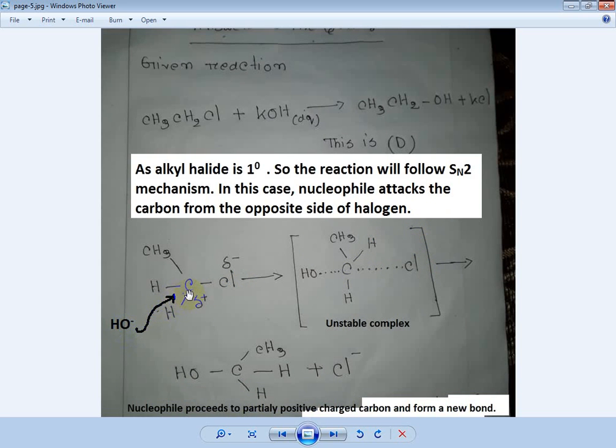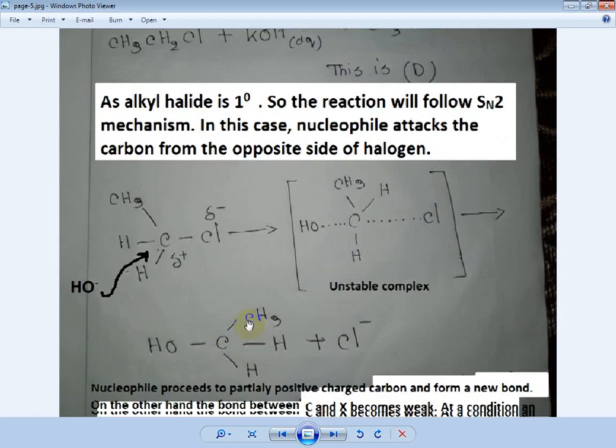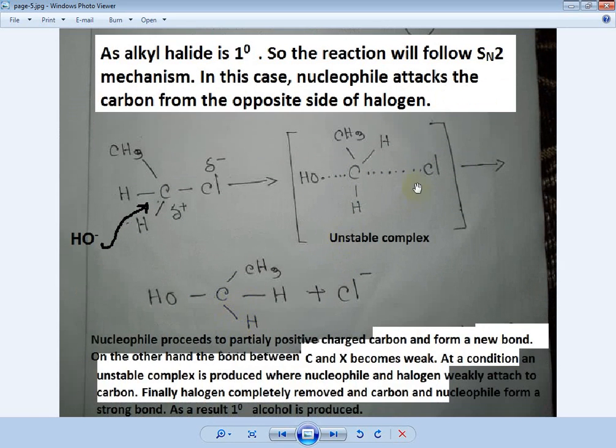The nucleophile attacks the alpha carbon. Here a bond is forming and here a bond is breaking. This position is called the unstable complex. Finally, the leaving group leaves completely. OH and carbon form a bond, and the leaving group is left. The chloride leaves completely from here.